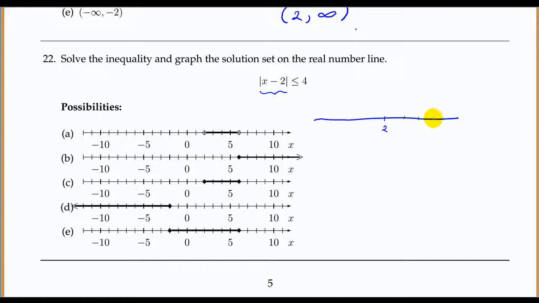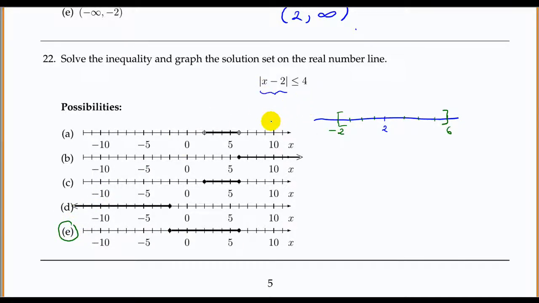Moving to the right 4 units, 3, 4, 5, 6, x equals 6. And if you move to the left 4 units, 1, 2, 3, 4, we get 1, 0, negative 1, negative 2. So in order to keep the distance from x to 2 less than or equal to 4, we should stay between negative 2 and 6, because whenever we go to the right of 6, the distance from 2 will be greater than 4. So the answer is negative 2 up to 6, which is this one.